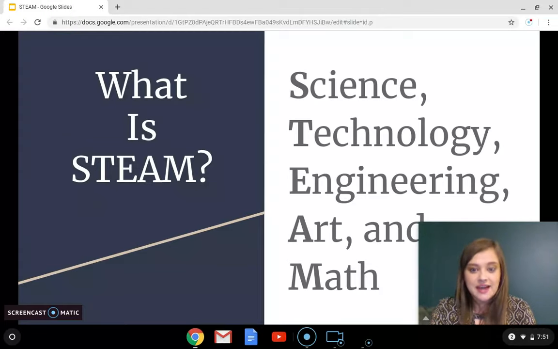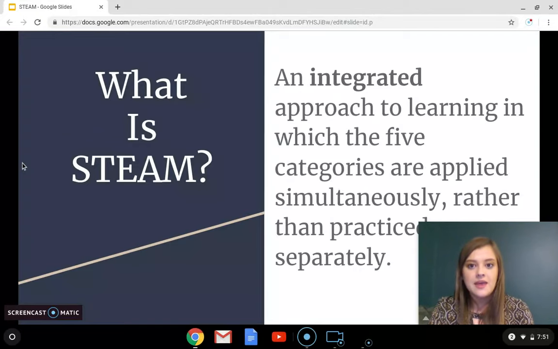So STEAM is science, technology, engineering, arts, and math, just like I said. But it's a little bit more than just an acronym. It's also an integrated approach to learning in which these 5 categories are applied simultaneously rather than practiced separately. So it's really just a type of lesson that you can teach in the classroom where instead of teaching all 5 of these categories separately, you're putting them all together so that students learn how to use them simultaneously and they can kind of cross over the information. And we're going to talk a little bit more about what STEAM is and what it looks like.